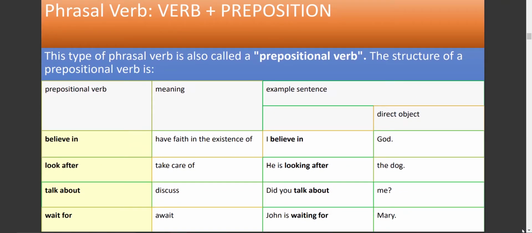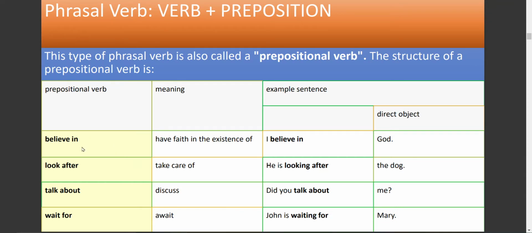Alright. Now we move to the second type of phrasal verb, which is verb plus preposition. This type of phrasal verb is also called a prepositional verb. The structure of a prepositional verb is verb plus preposition. Look at this table very well: prepositional verb, meaning, example sentence.